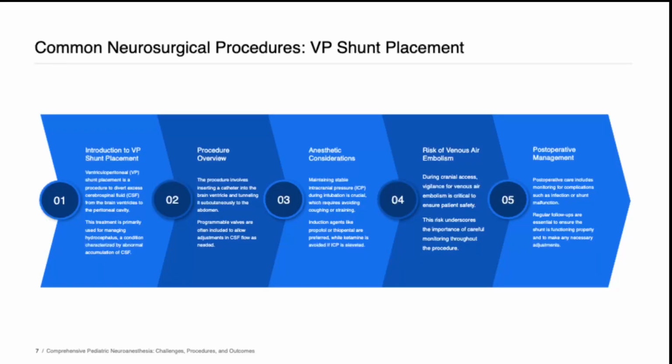So when we look at VP shunts and the placement of VP shunts, basically, the indication to place a VP shunt is, as we said, to divert CSF from the brain to the peritoneal cavity. And it's the primary treatment for managing hydrocephalus and preventing an accumulation of CSF. Basically, the catheter is inserted into the brain ventricle and then tunneled subcutaneously, as I said to you. And it's got a programmable valve in order to allow adjustments to CSF flow as needed. And you put a lot of length in so that as the child grows, the shunt still stays in the right place.